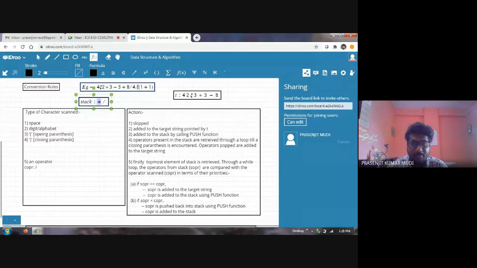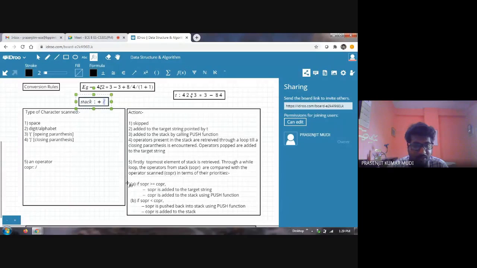So then 4 is coming. 4 is a digit, simply added to the target string. Then division operator comes. This COPR is division. Okay, now what happened? Firstly, topmost element of stack is retrieved. So division is retrieved. Okay, through a while loop, the operators from stack, that is SOPR is this division, COPR is this division. These are compared through a while loop.